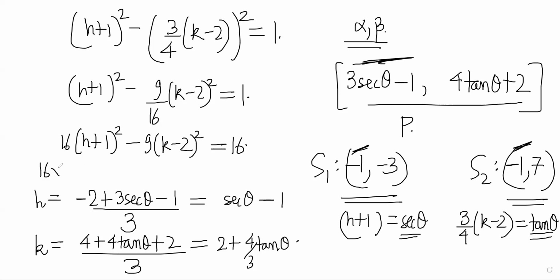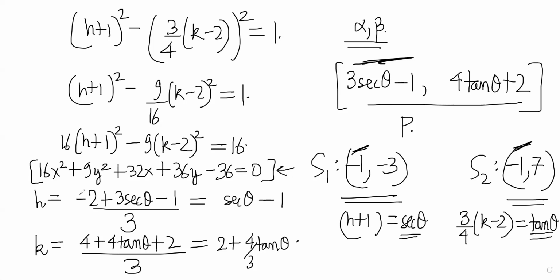Simplifying, 16x square and 9y square, you get a plus 32h here. So plus 32x, you get a minus 4k and minus, so plus 36k, plus 36y. You get a plus 16 here and a plus 4 minus 36 here. Minus 20 minus 16. So minus 36 equals 0. So finally, the locus of the centroid is coming out to be this. This is one of the options in the problem.